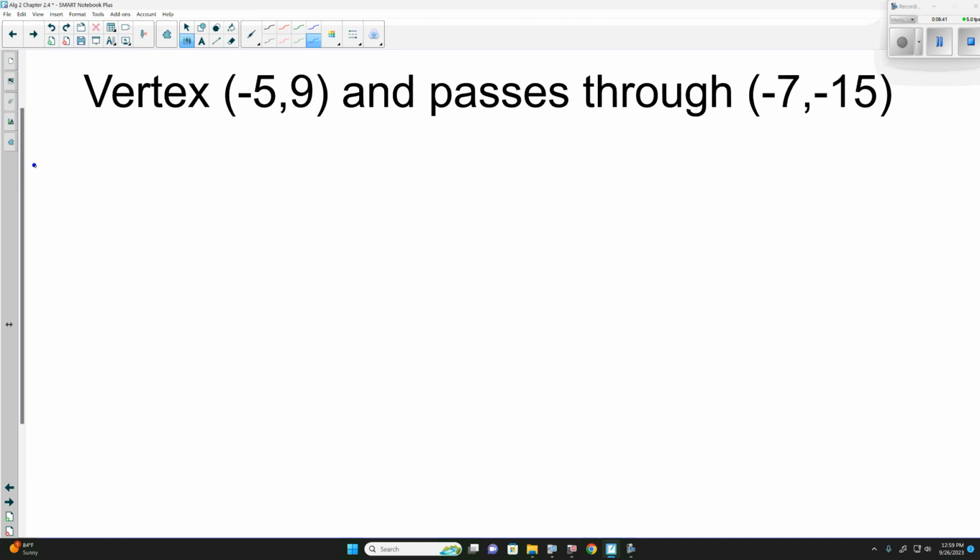Example 2 tells us the vertex of the parabola is the point (-5, 9), and it passes through the point (-7, -15). Are we going to use vertex form or x-intercept form? Vertex, because it gave us a vertex. So y equals a times (x minus h) squared plus k.